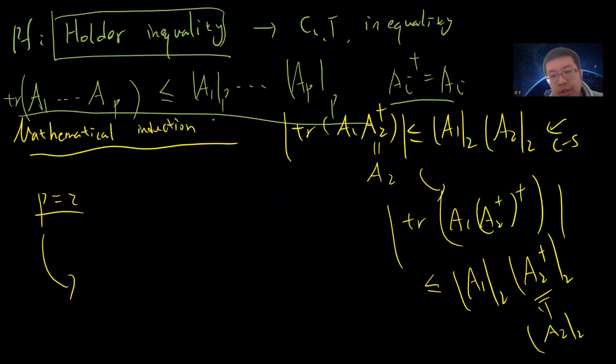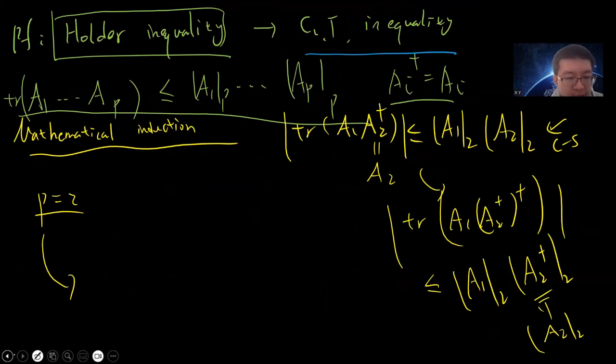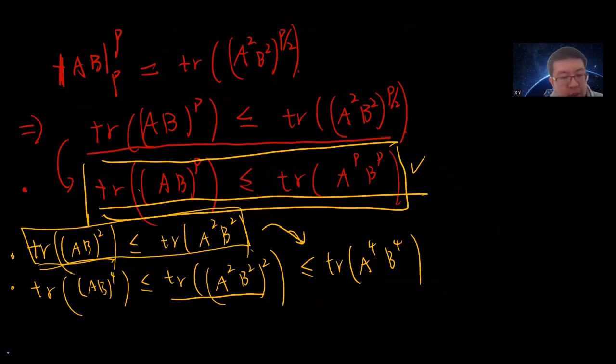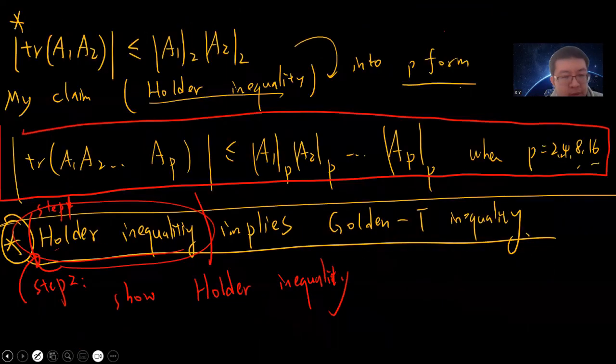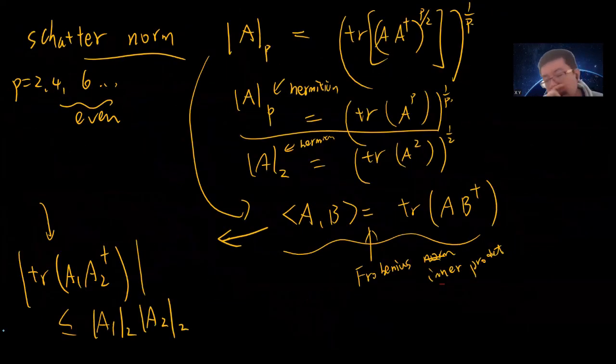Once it's true, you can easily prove that the Golden-Thompson inequality is true once you prove this non-commutative Holder inequality. Originally, this Golden-Thompson inequality is actually very non-trivial to prove. It took like 30 minutes to write down every detail.